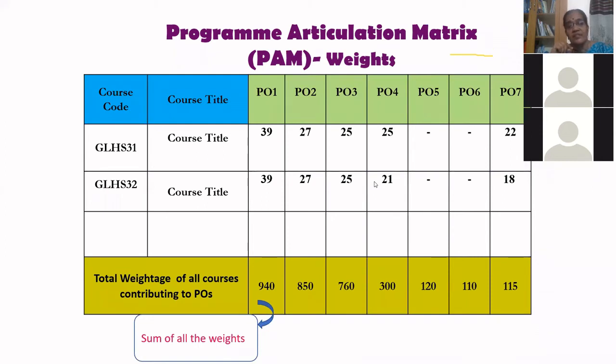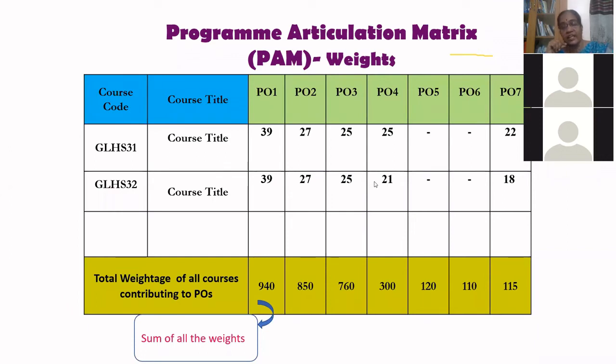Suppose it is 940. So I have taken this total of some 30 to 40 courses studied by this particular student in a particular program. That may be 940, for example. For PO2, the total may be 850. For PO3, it is 760 likewise. So there is no limit in this number. Just for number's sake, I have given it here. That depends on the weightage that the courses are allotted by the respective course teachers.